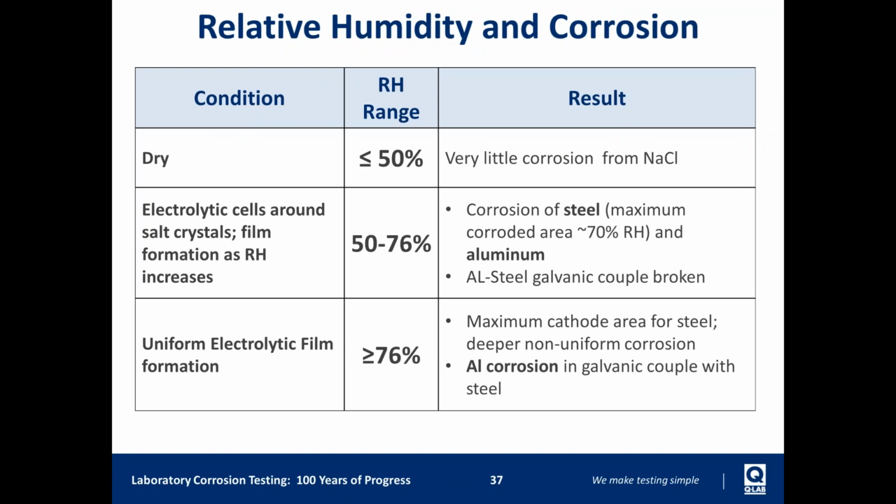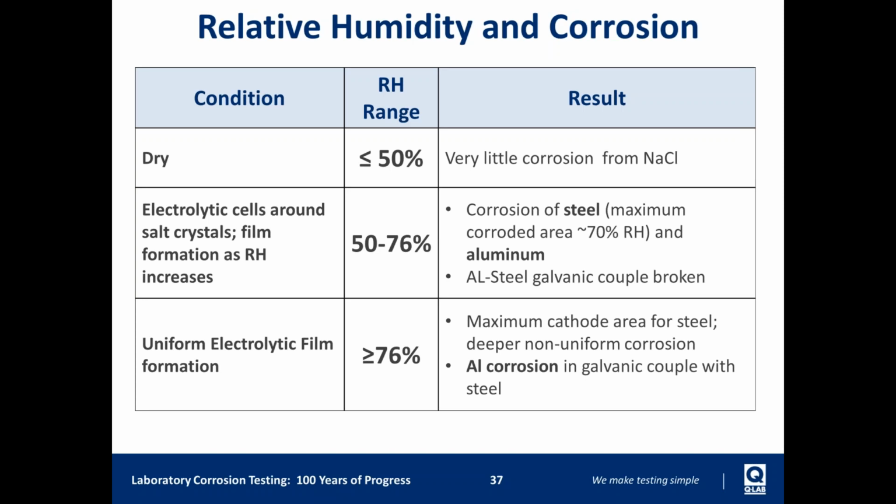The key range for corrosion testing is that 50% to 76%, and this is, of course, for sodium chloride testing. Because at that point, there is no film, you haven't really hit that deliquescence point where the salt is liquefying over the whole form of it. You don't have that electrolytic connection. And so you're going to see corrosion of both steel and aluminum in this case.